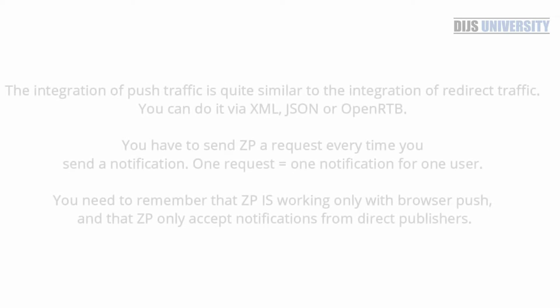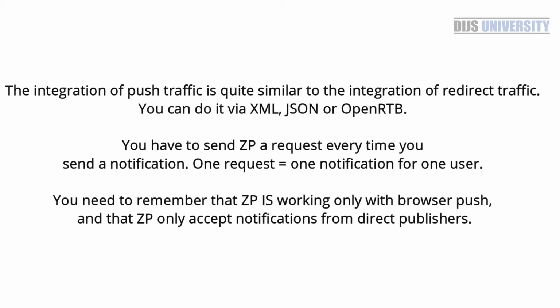Step 4. Push traffic. The integration of push traffic is similar to the integration of redirect traffic. You can do it via XML, JSON, or OpenRTB. You have to send Zeropark a request every time you send a notification. One request equals one notification for one user. You need to remember that you're working only with browser push and that they only accept notifications from direct publishers.